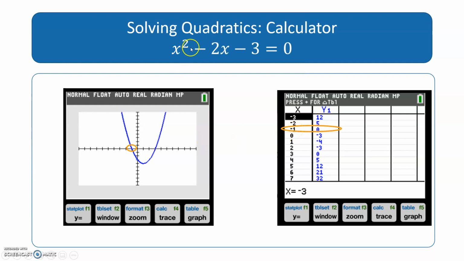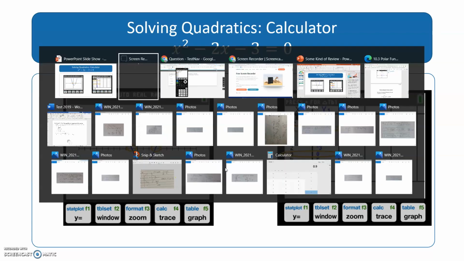So for this particular quadratic, the solution is at x equals -1. You can also see that in a table, and also x equals 3, which you can see in the table. I'll show you the keystrokes for doing this, but I wanted to make sure that you knew what you were looking for. You're looking for where your graph crosses the x-axis, and you're looking for where y is equal to 0 in your table.